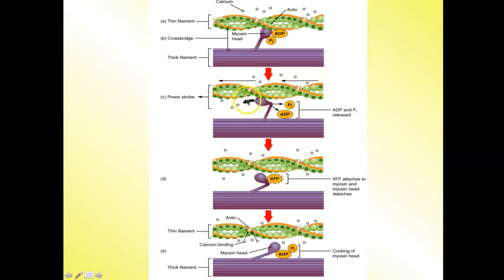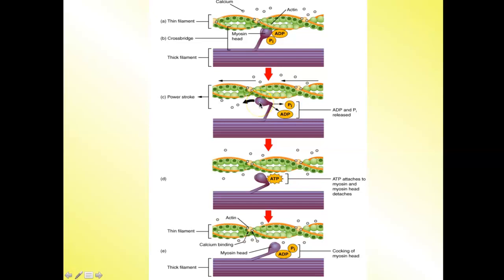So the arrow shows you the power stroke. Because it's moving in this way, and it's attached to actin, it's also going to move actin in that way. So think about that Z line, right? Or the myosin getting the actin and then pulling it towards the M line in your sarcomere. So that's called a power stroke, and that's what is done by the myosin head.